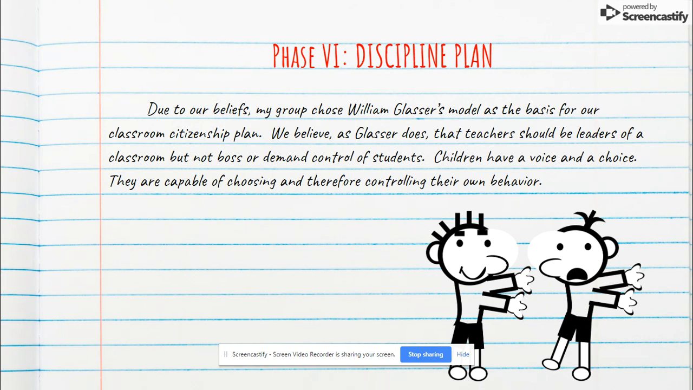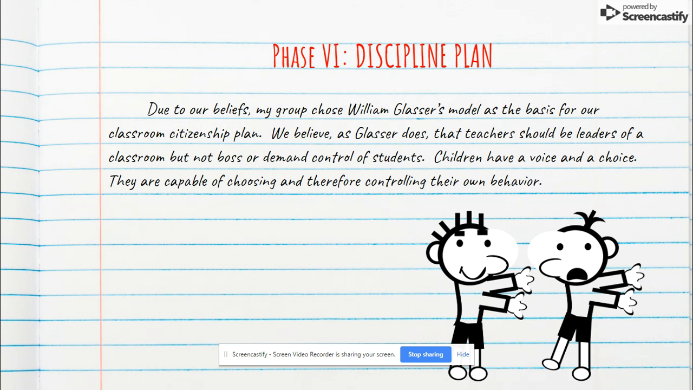The discipline plan that my group selected, Group 2, was the William Glasser model. We decided that William Glasser aligned to our many beliefs. We know that teachers are sometimes viewed as the leader of the classroom, but the leader doesn't have to boss or demand control of students. Students have a voice. Students should have the choice, and they are capable of choosing good decisions. They're also capable of being in control of their own behavior. They are also capable of accepting the consequences or the praises based on whatever they chose.